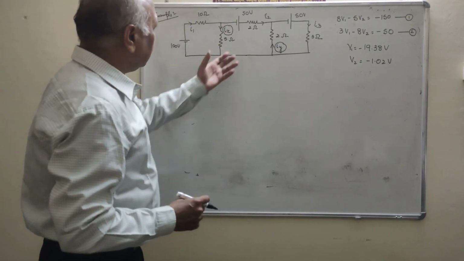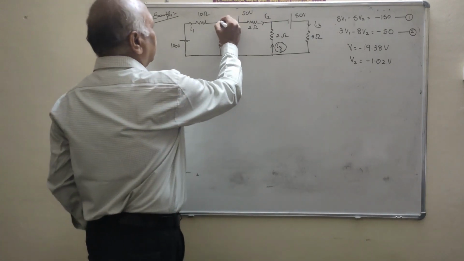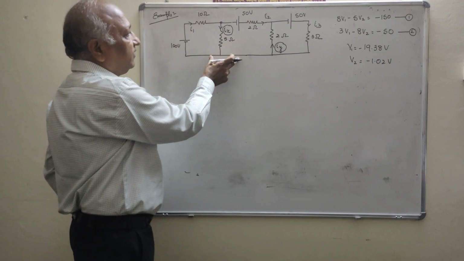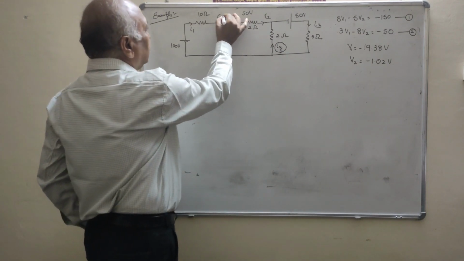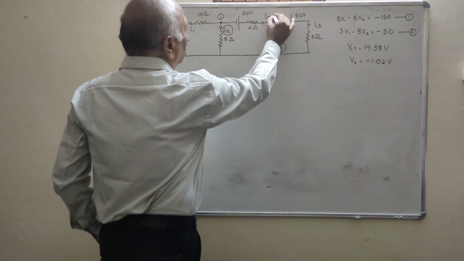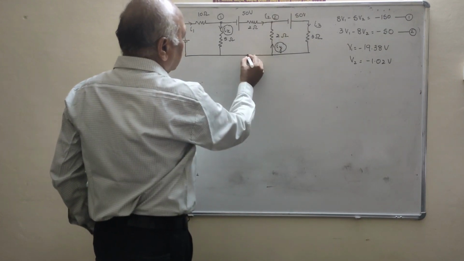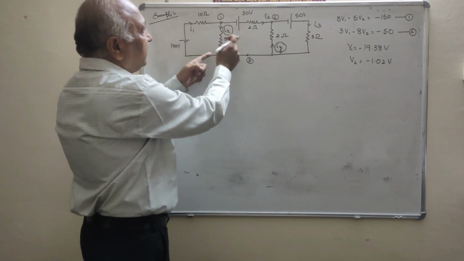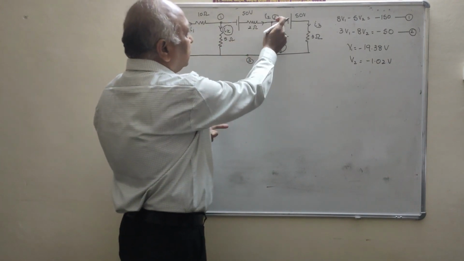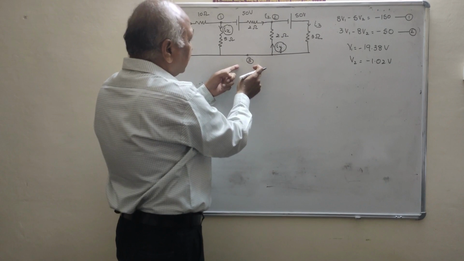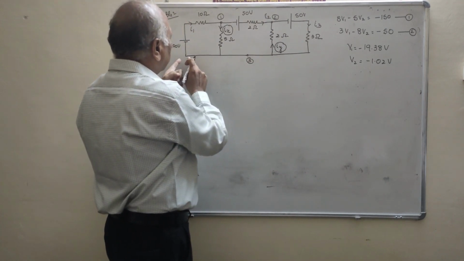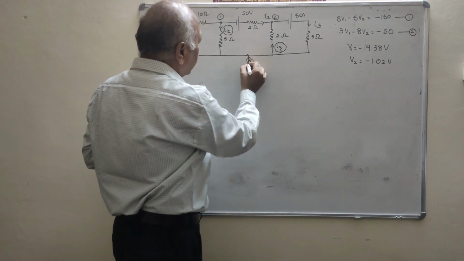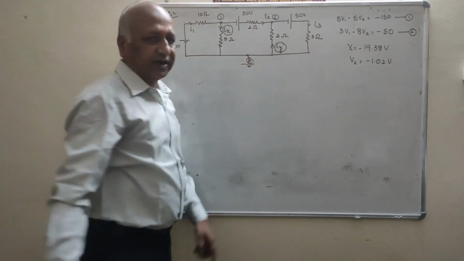Clear? Now we will follow some steps of nodal analysis. First of all, we will select the nodes. This is node 1, this is node 2 and this is node 3. How many branches are meeting? 1, 2, 3. At node 2, 1, 2, 3. But at node 3, there are 4 branches: 1, 2, 3, 4. That means this is the reference node.